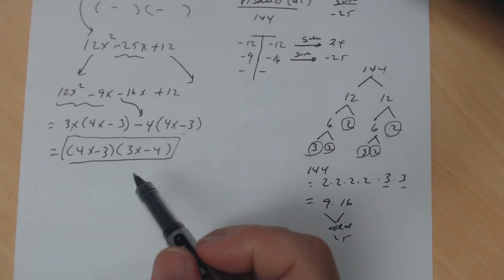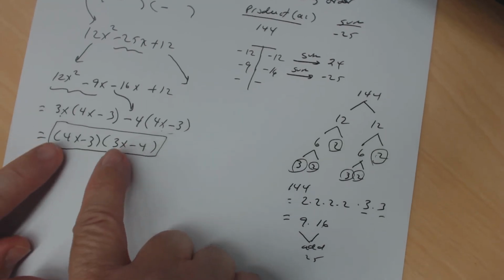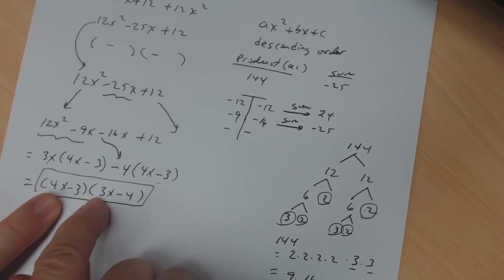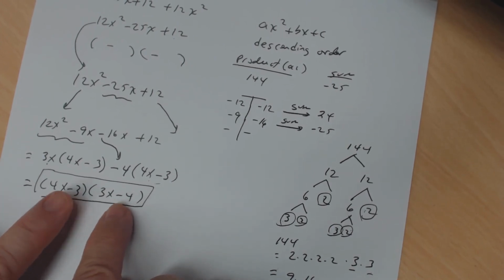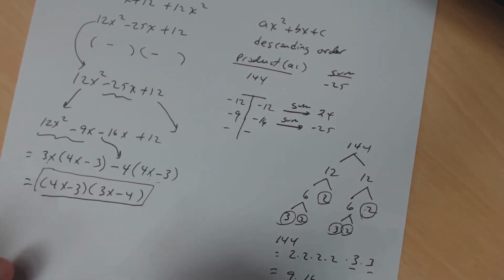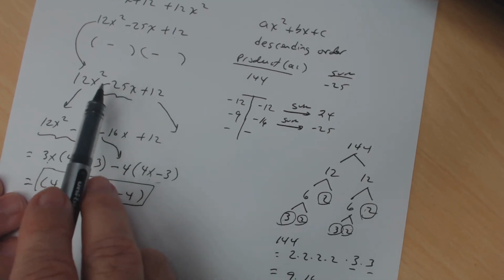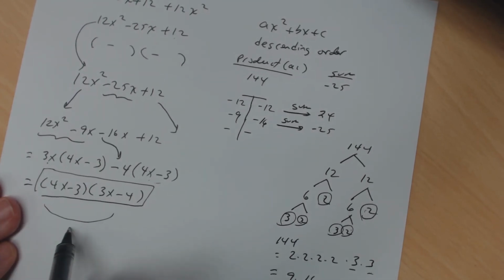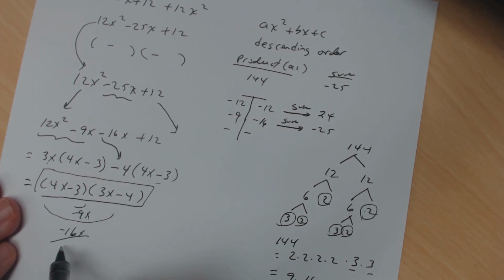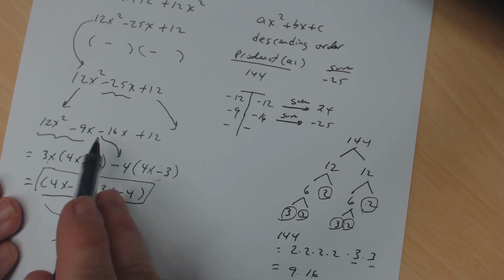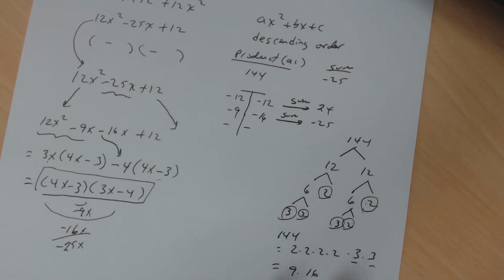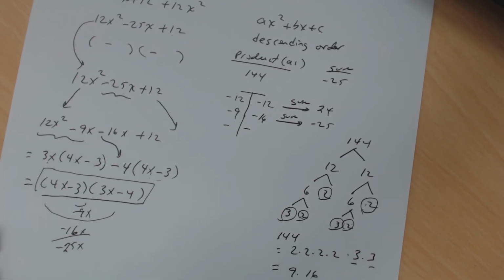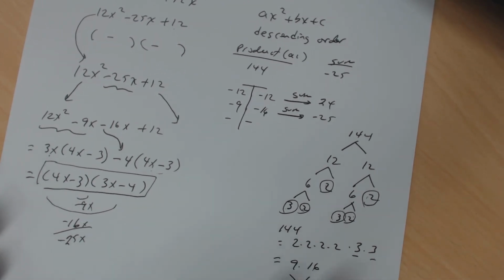Again, always check. Very quickly you can check this. First times first, 4x times 3x is 12x squared. The last, negative 3 times negative 4 is a positive 12. And then you just have to check that you get the middle term. The outer is negative 16x, the inner is negative 9x, and when I add them up, I get negative 25x. That should be enough to do the worksheet or part of the worksheet.